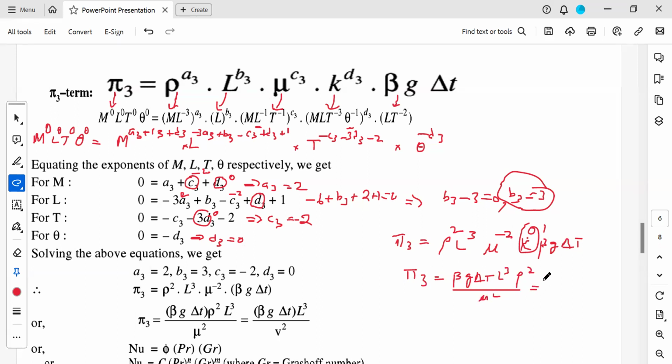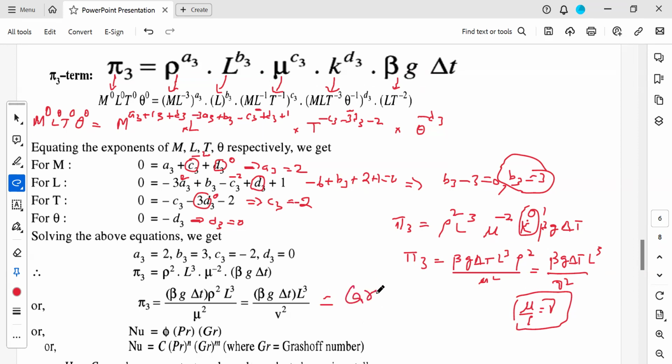That mu by rho is called kinematic viscosity nu. We can write beta g delta t l cube by nu square, because mu by rho is called nu, kinematic viscosity. So finally now you will get the pi 3 term is equal to what is that, Grashof number. Pi 3 term is Grashof number.